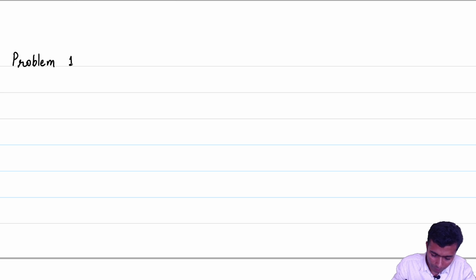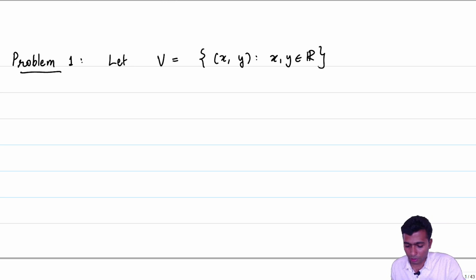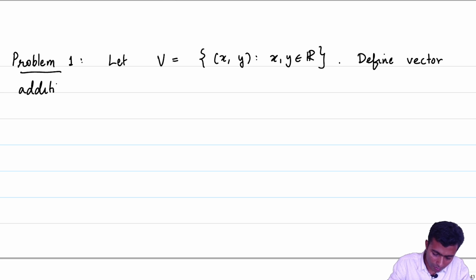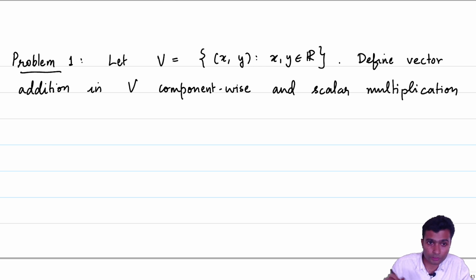Okay, so problem one. The problem one is as follows. Let V be the set of all elements x, y such that x, y are in R. Basically, it is the Cartesian product of R with itself. Define vector addition in V component wise, and scalar multiplication as follows.